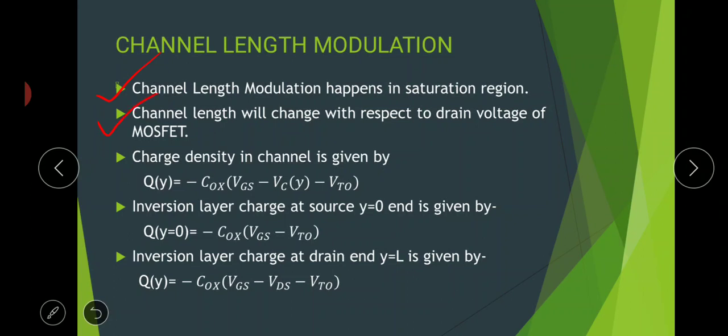First we consider the charge density in the channel, that is Q of Y equal to minus Cox into VGS minus VC of Y minus VT0. Cox is the oxide capacitance, VGS is the gate to source voltage, VC of Y is the channel voltage, VT0 is the minimum voltage required to form a channel, and the minus sign is given due to the charge of the electrons that are responsible for the current flow.